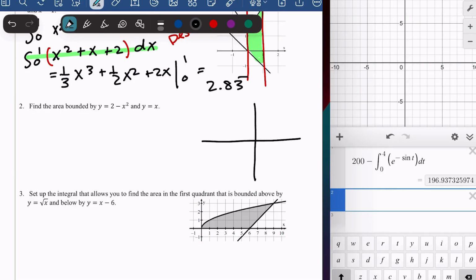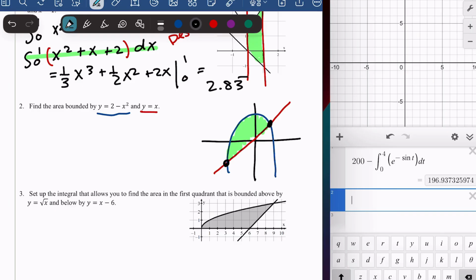I know that y equal to x is my parent function for the linear equation, so it's going to go through the origin. And then y is equal to 2 minus x squared is a quadratic that is negative, and it's going to go through the y-axis at 2. So it's going to look something like this. And it wants the area bounded between these two functions, so it's going to be this area here. The only thing with that is that we are not given the bounds. So these two intersections here.